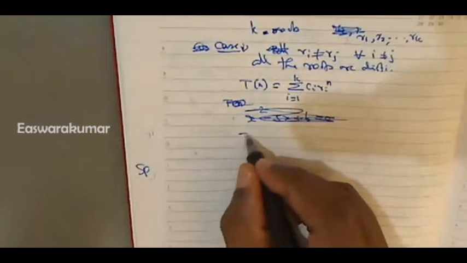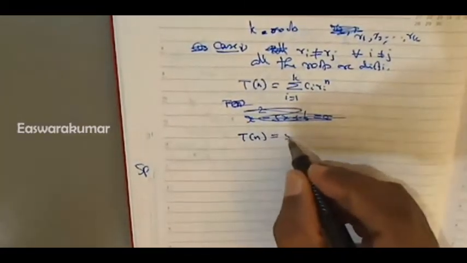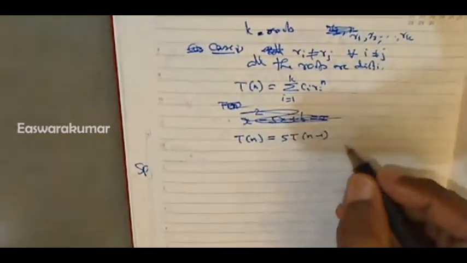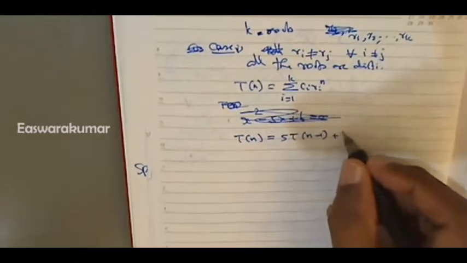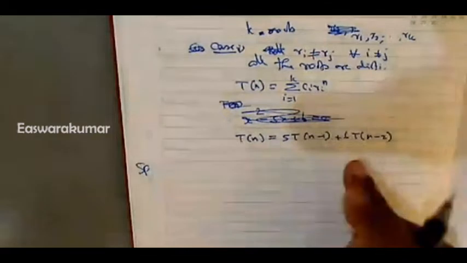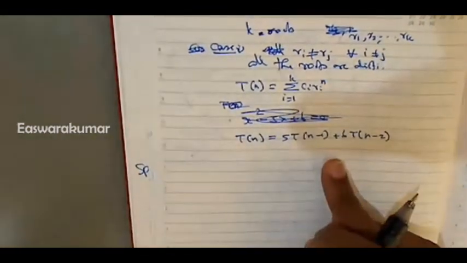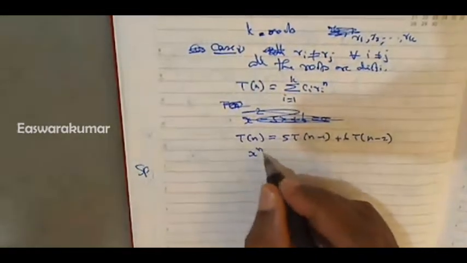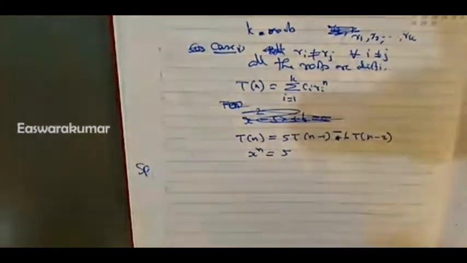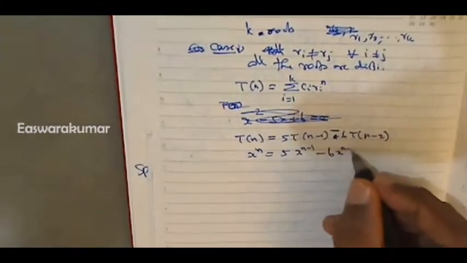So t of n is equal to 5 t of n minus 1 plus 6 t of n minus 2. So this is the recurrence equation you have. If you convert it into a polynomial, what do you do? You put x power n for t of n, 5 x power n minus 1, and 6 x power n minus 2.